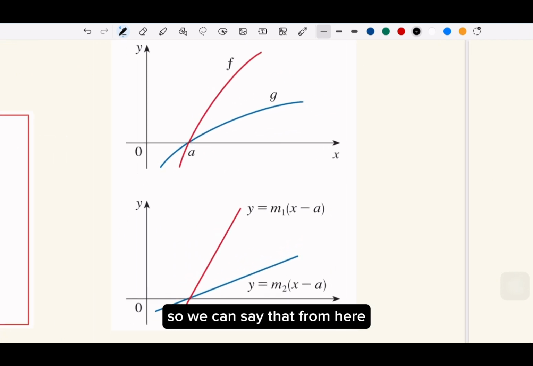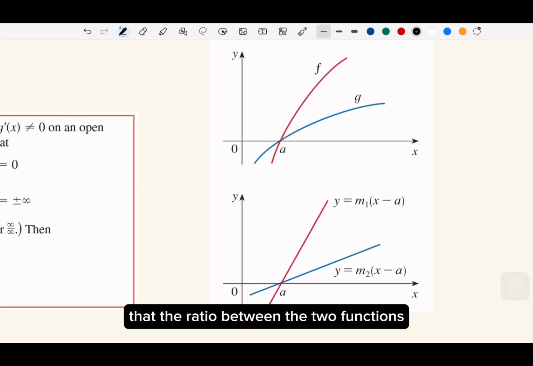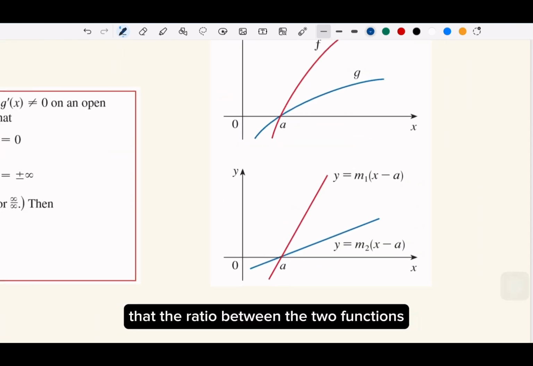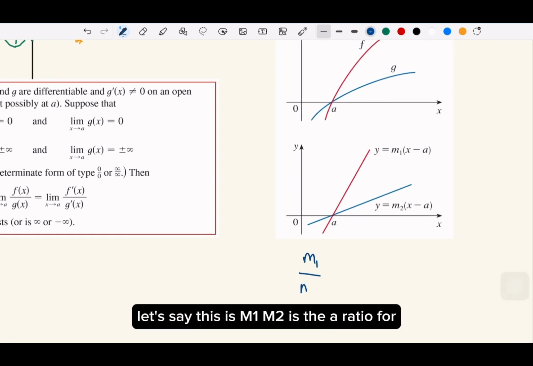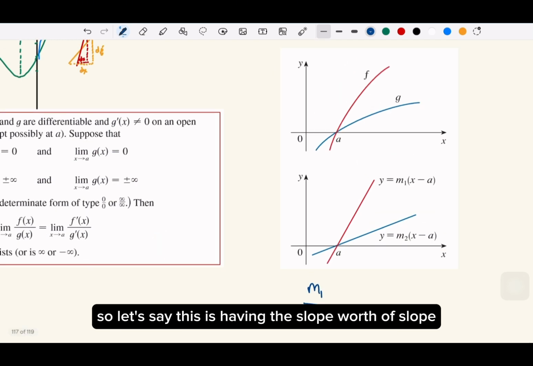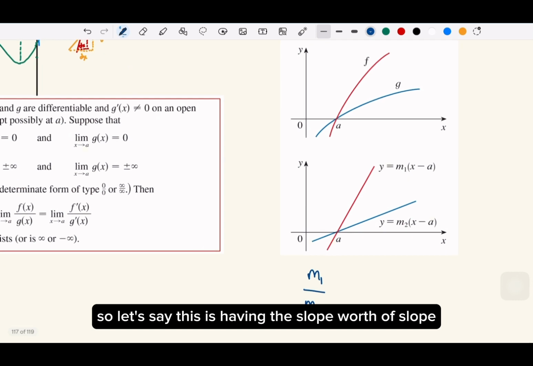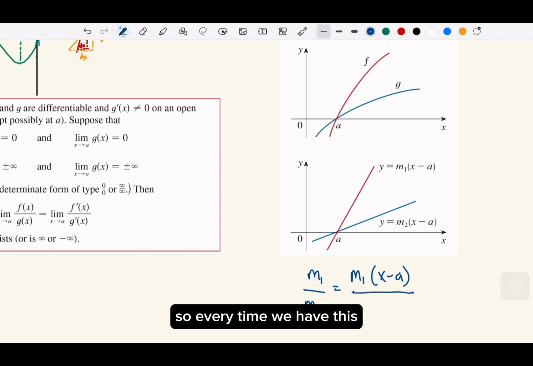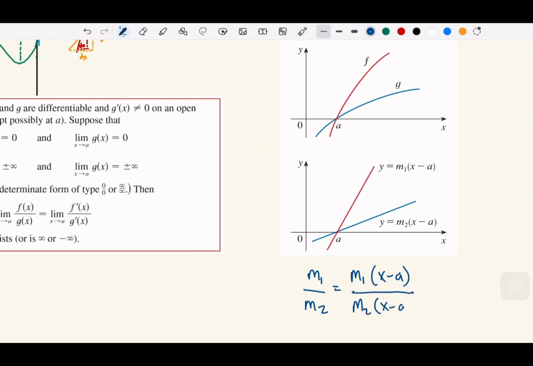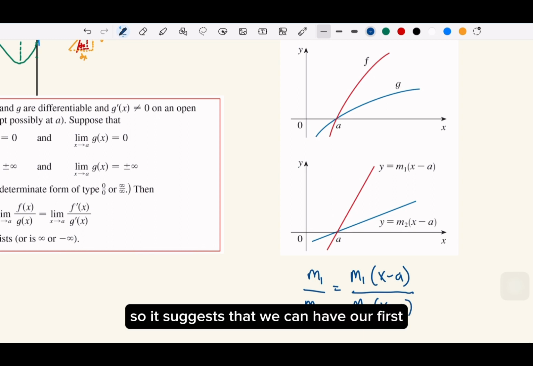So we can say from here that the ratio between the two functions, like m1 over m2, let's say m1 and m2 are the slopes, suggests that we can have our first derivative.